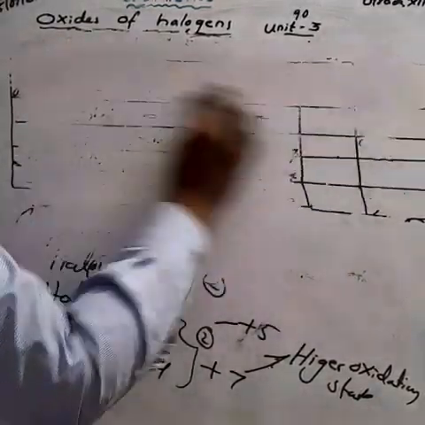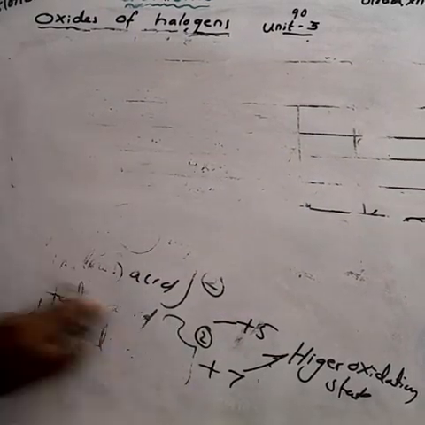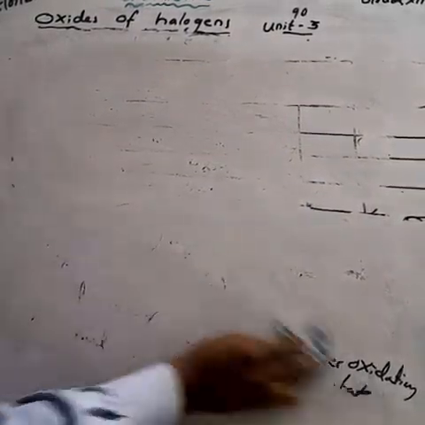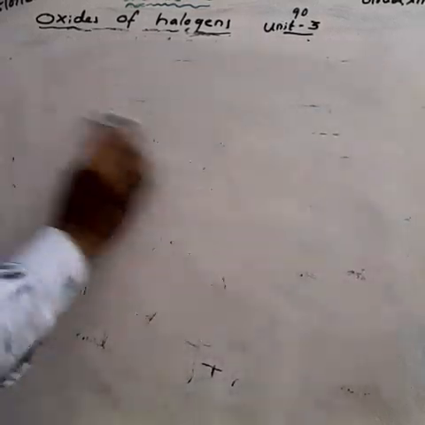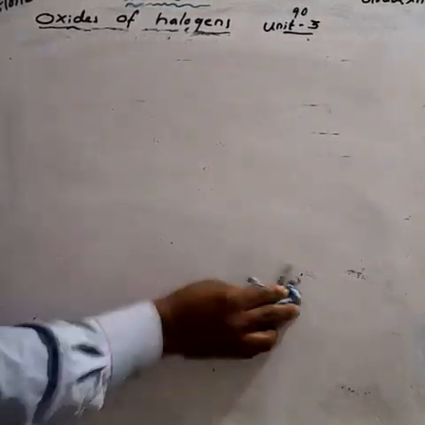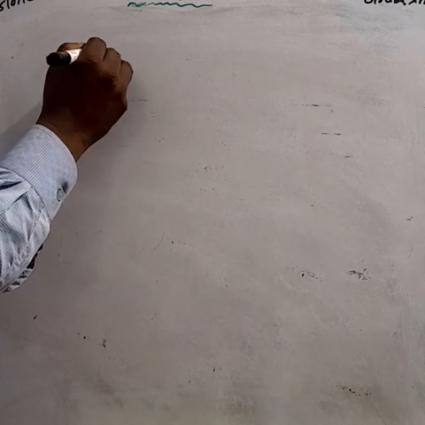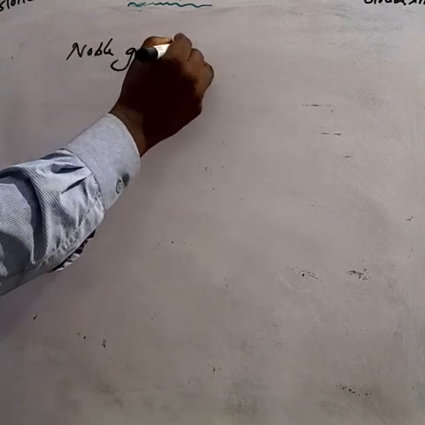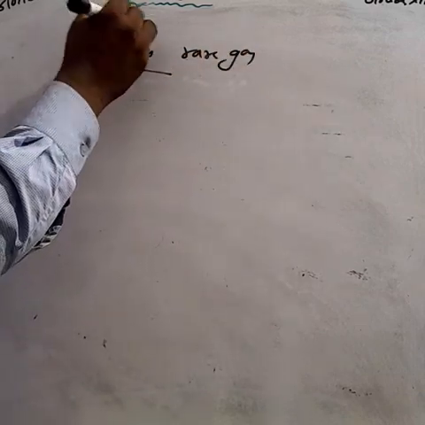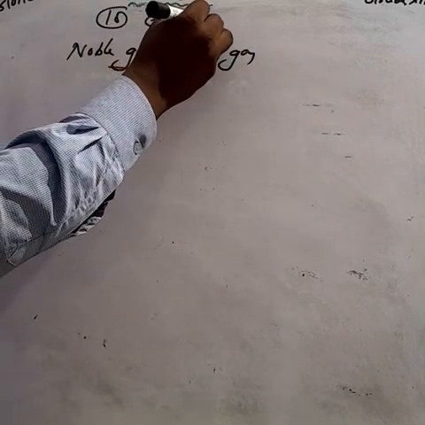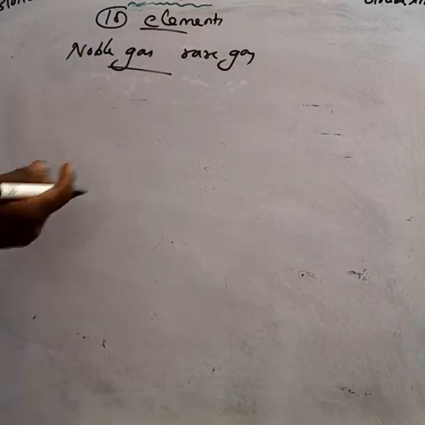Next, we can discuss group 18, the inert gas elements. Here, inert gas means group 18 elements, otherwise called noble gases, otherwise called rare gases. What about the occurrence? Noble gases occur in the atmosphere. That is helium, neon, argon, krypton, xenon, radon, everything.